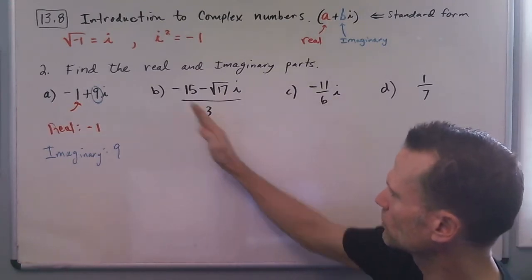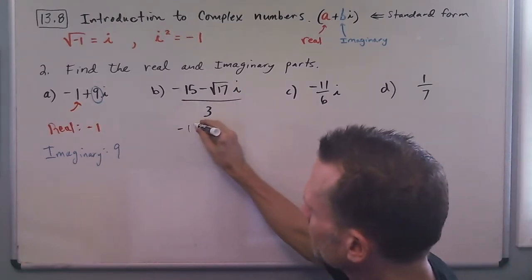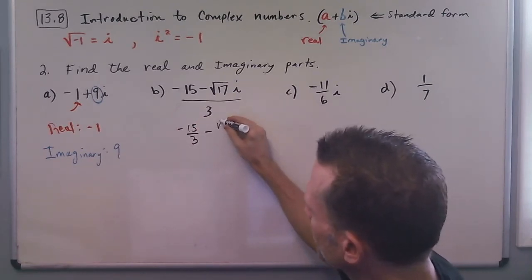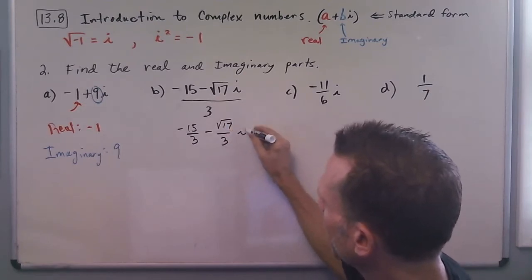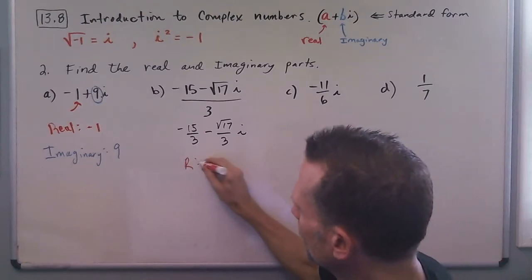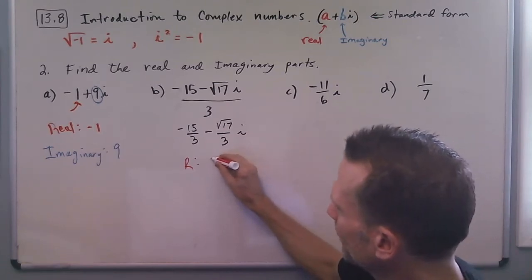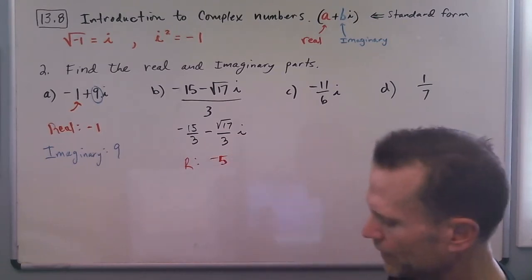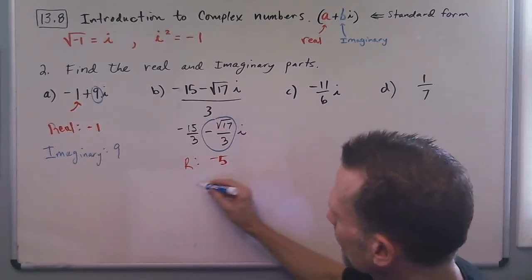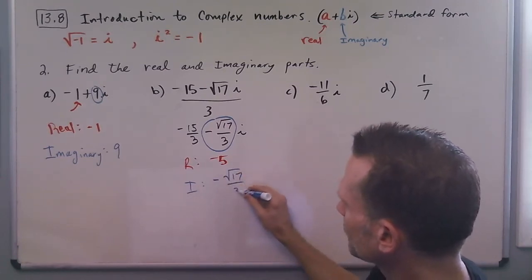We have to think about that this 3 divides into both those pieces there. So we can think about it as -15 over 3 minus radical 17 over 3i. And then we spot that the real part is -15 over 3, but we want to simplify that. And then the imaginary part is right here, and we want to make sure to include that sign, so we have negative radical 17 over 3.